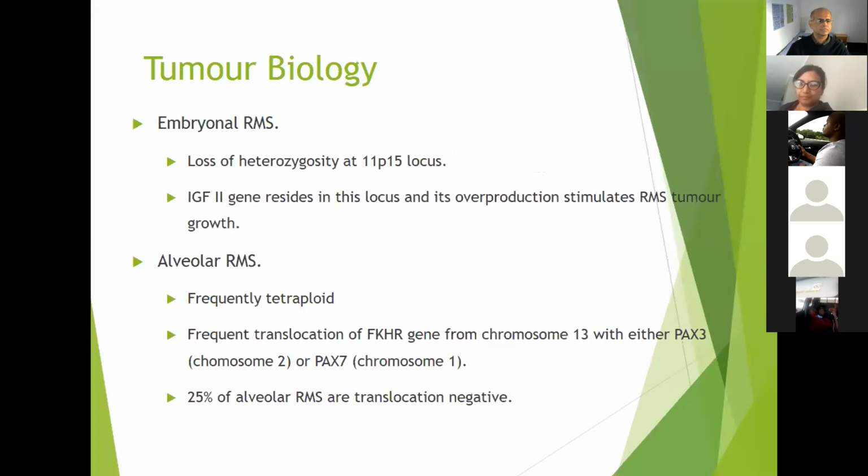Okay, so tumor biology, which also forms part of prognosis, and it also determines what type of treatment the patient is going to get. So it's important in these rhabdomyosarcomas. For your embryonal type, there is a loss of heterozygosity at the 11p15 locus. That is where the insulin-like growth factor 2 gene is.